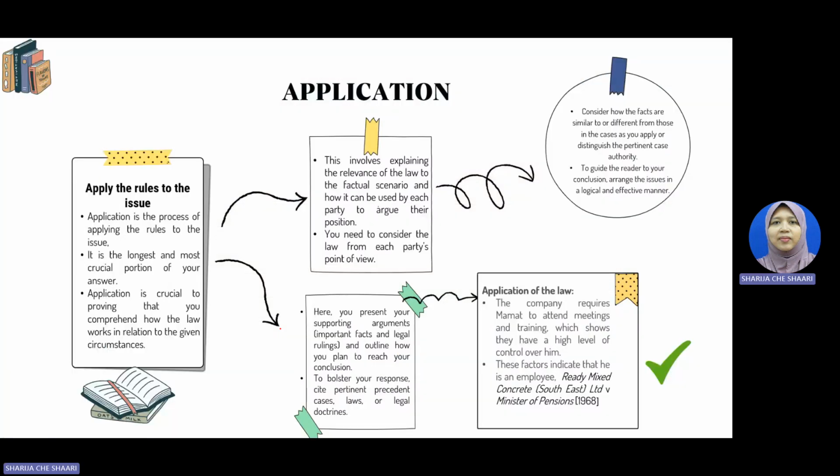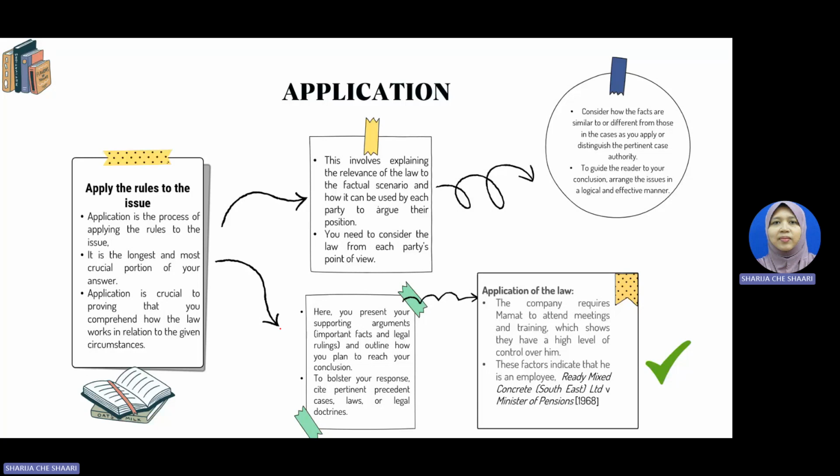Next, we go to application. Okay, so you have to apply the rules. What is the rule? The common law test, whether Muhammad is an employee under a contract of service or under a contract for service. So you need to apply that. So application is a process of applying the rules to the issue.